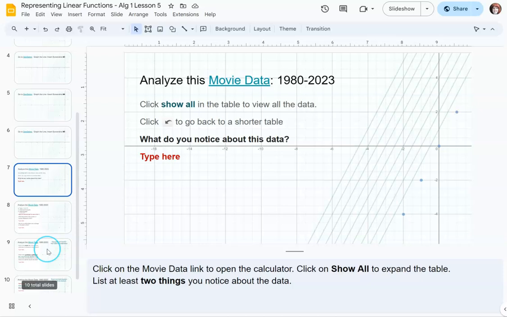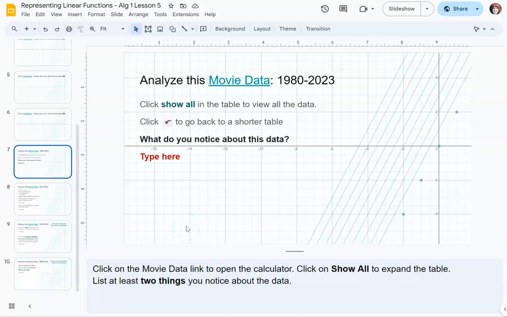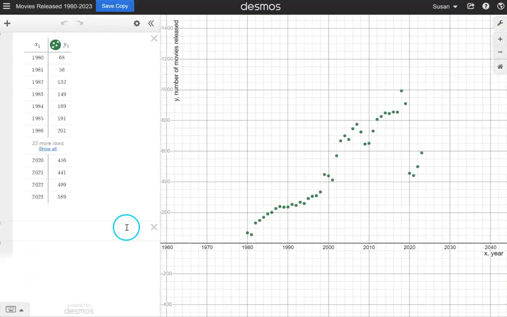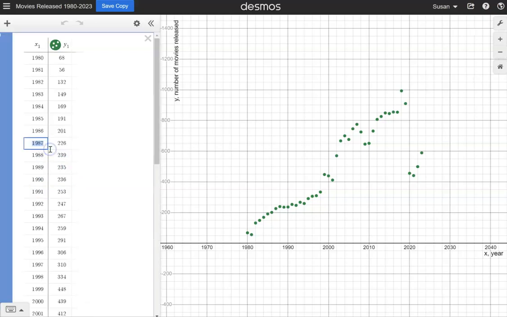All right, now slides 7 through 10 are all the same movie data. On 7, you're simply clicking on this link and analyzing the data, just looking at it and typing something. So I'm asking them to look at it and notice at least 2 things. So click the link. It takes them out to the Desmos calculator. Here's your data. Now there are 33 rows hidden that they cannot see. So if you will click on show all, it will show all 32 rows.